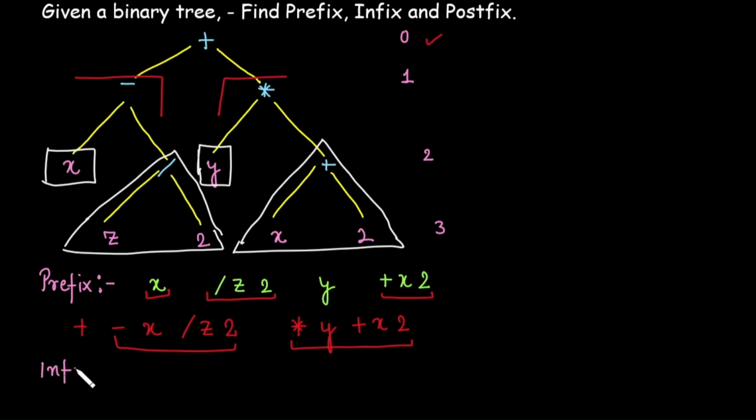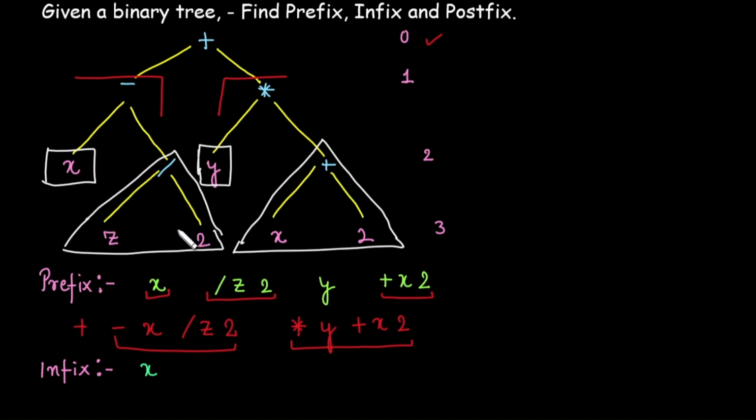Similarly, we can write the infix in this case. For infix, we need to visit this ordered rooted tree in order. For in order, first we visit the left child, then the root, then the right child. So writing first for level 2, the left child does not exist, so we can take the root as it is, and there exists no right child.